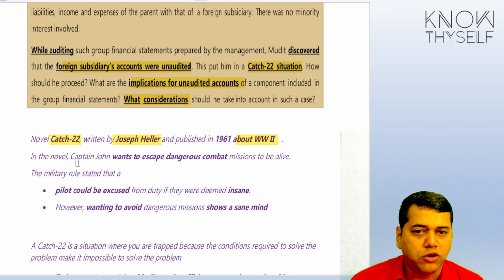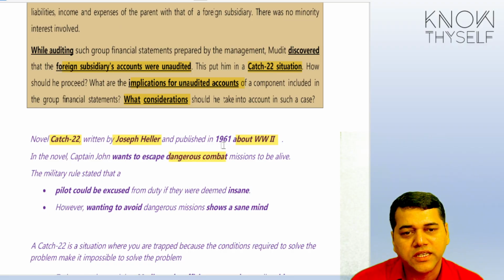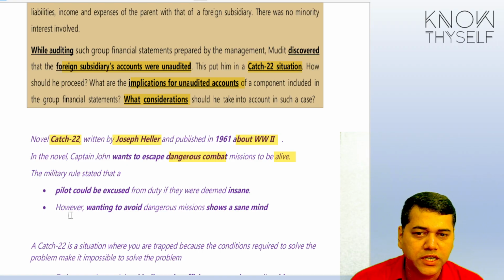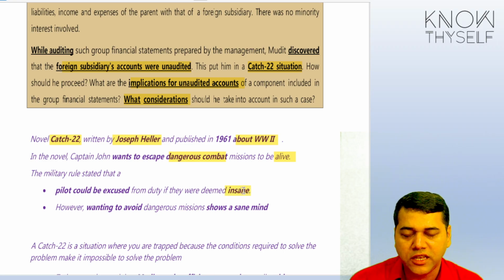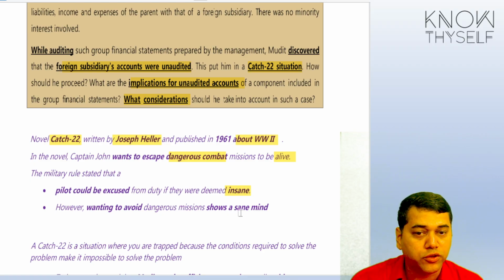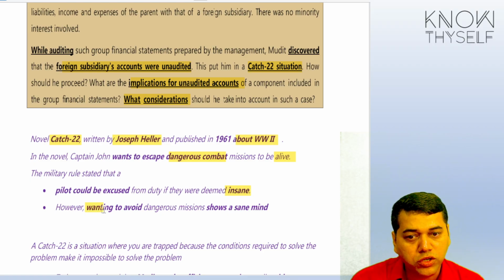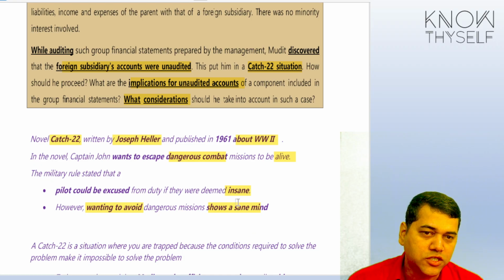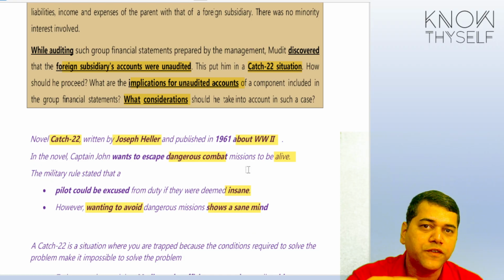And there is one captain called John. He wants to escape from the dangerous combat. He wanted to stay alive. But the problem is, as per the military rule, he can be sent home only if he is insane. Otherwise, he has to prove that he is insane if he wants to escape. However, if he is trying to prove that he is insane, that itself shows that he is sane.